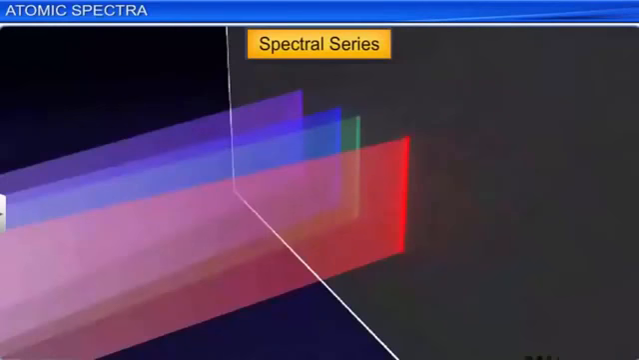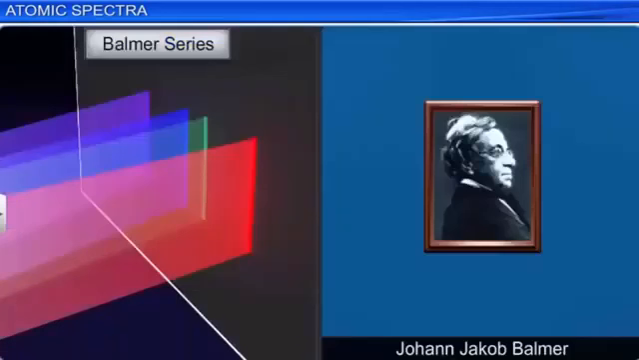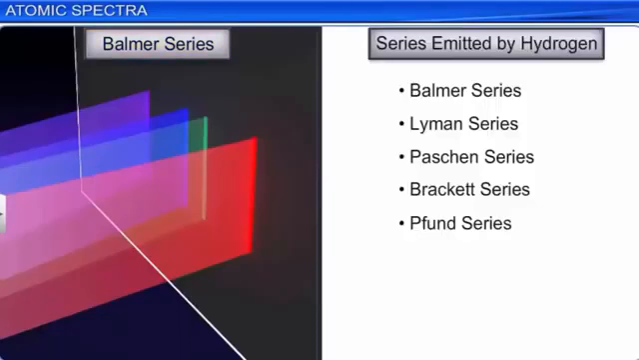Johann Jacob Balmer was the first to observe such a spectral series. Hence it was named the Balmer series. The other such series emitted by hydrogen are namely the Lyman series, Paschen series, Brackett series, and Pfund series, where each one has been named after its discoverer.